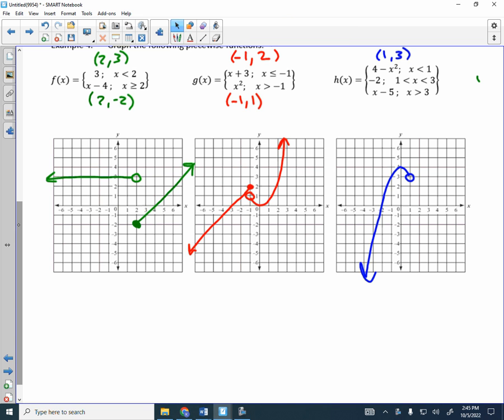Now I'm going to plug in what? I'm going to plug in 1 and 3. So I'll plug in 1. What's always the output? -2. Open circle or closed circle? Open circle at (1, -2). I'm going to plug in 3. Output? -2. Open circle or closed circle? Open circle. And what did that graph look like? Excellent.